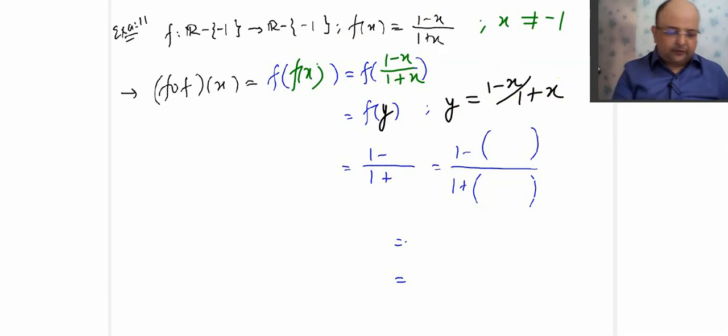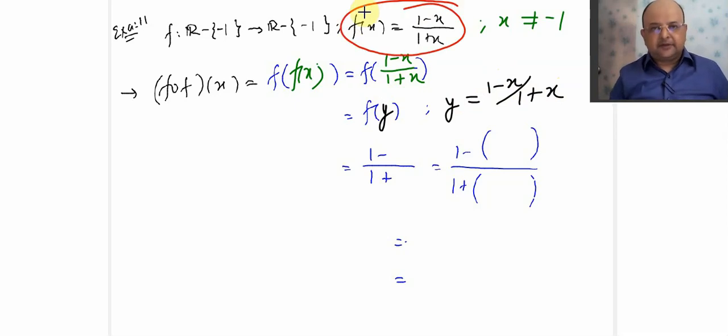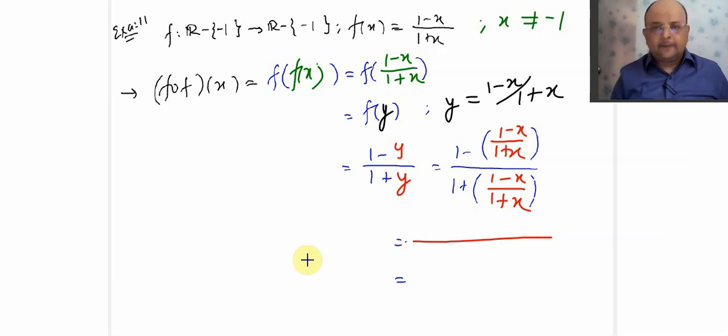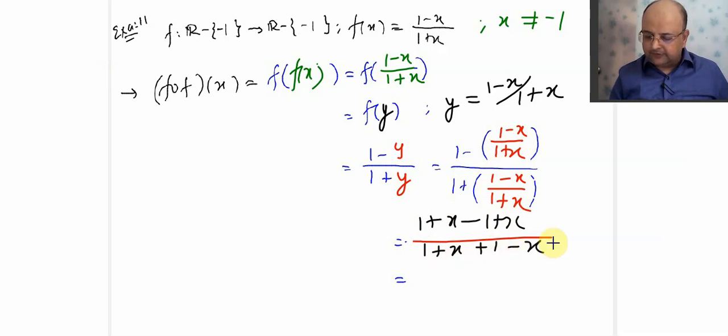Now rapid fire round. What is f of x? 1 minus x upon 1 plus x. What is f of y? 1 minus y upon 1 plus y. Yes, but what is y? 1 minus x upon 1 plus x. So I again substitute the value of y, that is 1 minus x upon 1 plus x. What is this? 1 plus x minus 1 plus x, over 1 plus x plus 1 minus x. So it will give me 2x upon 2, which is x. Is it okay? Fine.